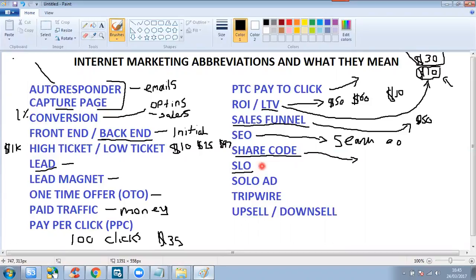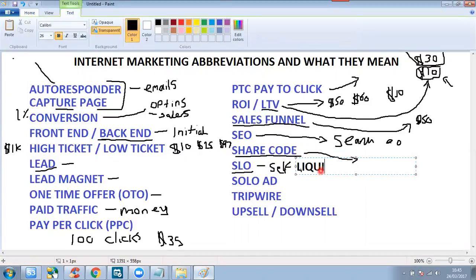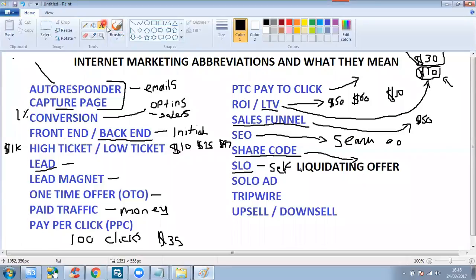Now, an SLO, this is a self-liquidating offer. A self-liquidating offer all means is, let's say you spend $30 on advertising and you get $30 back in sales, then whatever you're promoting is a self-liquidating offer. In other words, it pays for itself.